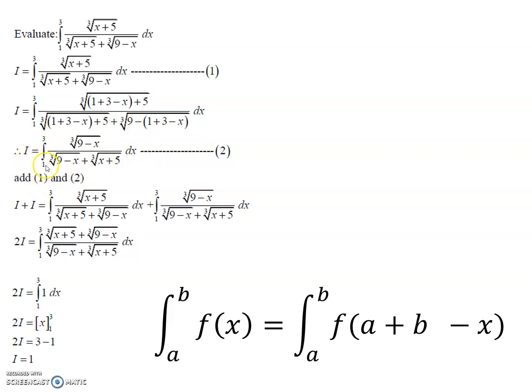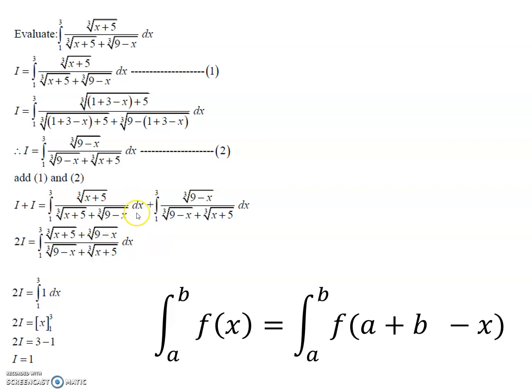I is equal to the integration from 1 to 3 of cube root of (9 minus x) upon cube root of (9 minus x) plus cube root of (x plus 5). Equations 1 and 2 have the same denominator, so we add the numerators also. I plus I is equal to the integration from 1 to 3 of cube root of (x plus 5) upon cube root of (x plus 5) plus cube root of (9 minus x) dx, plus the integration from 1 to 3 of cube root of (9 minus x) upon cube root of (9 minus x) plus cube root of (x plus 5).